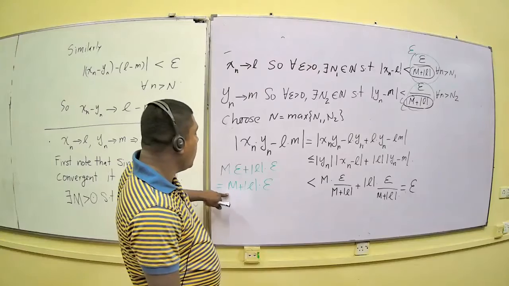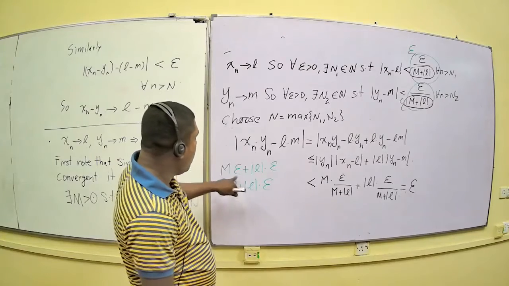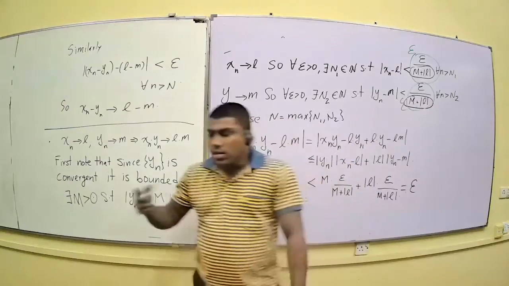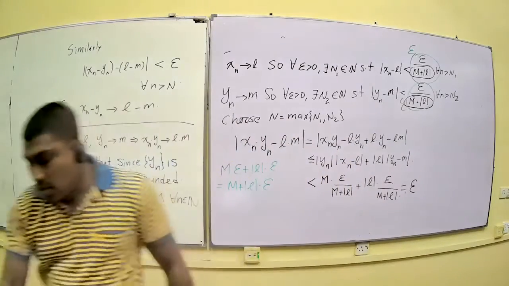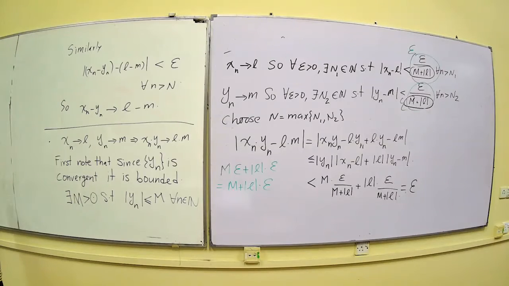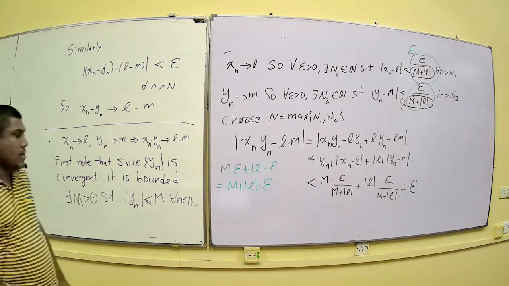So I have to divide by m plus absolute value of L. If I have to divide by m plus L here, I have to divide here. That is what I did here and here. So this is looking in the reverse way to figure out what you have to put in the denominator below the epsilon there. So that is how we prove that.